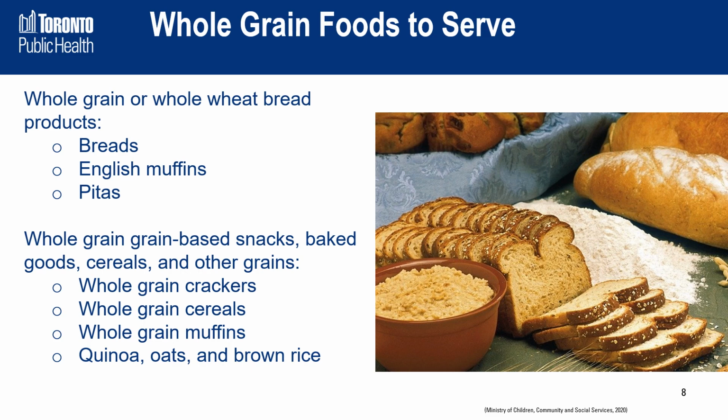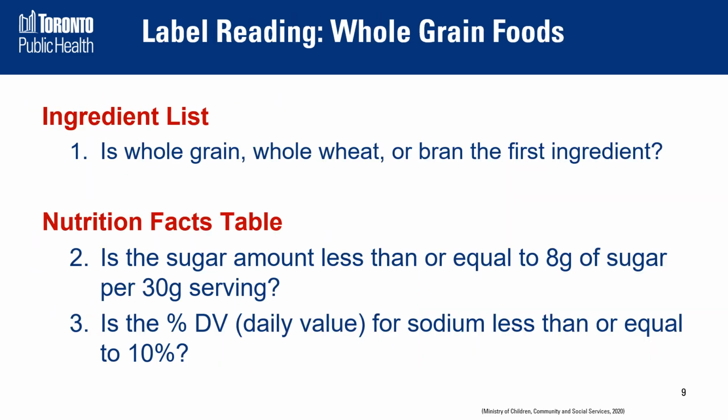To help identify if a grain food product meets the Student Nutrition Program nutrition guidelines, we can ask these 3 questions. Looking at the ingredient list, is whole grain, whole wheat, or bran the first ingredient? Looking at the nutrition facts table, is the sugar less than or equal to 8 grams of sugar per 30 grams of serving? And is the percent daily value for sodium less than or equal to 10%? We will now do some label reading examples together for whole grain foods.